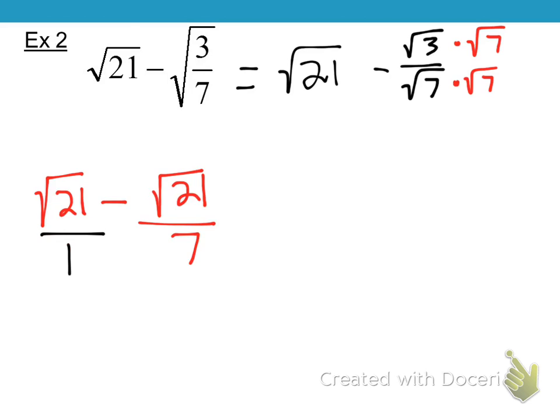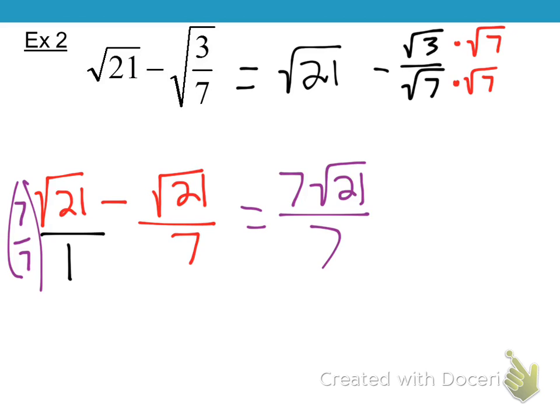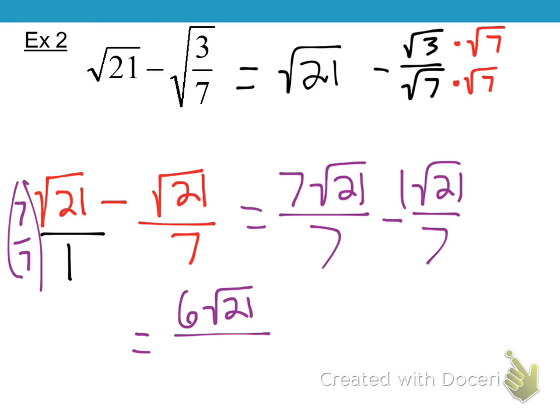All right, let's do it the way you guys were thinking. Let's make that over 1, and then let's get common denominators. So what would I multiply it by? 7 over 7, right? So I get 7 square root 21 over 7 minus square root 21 over 7. So it's like 7 minus 1, which is? 6. So 6 square root 21 over 7.